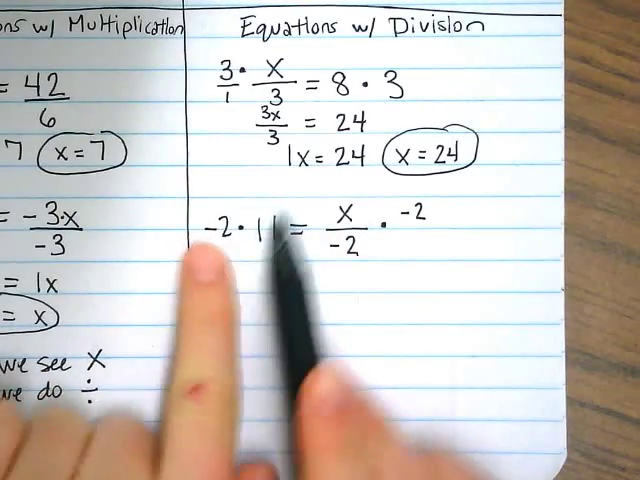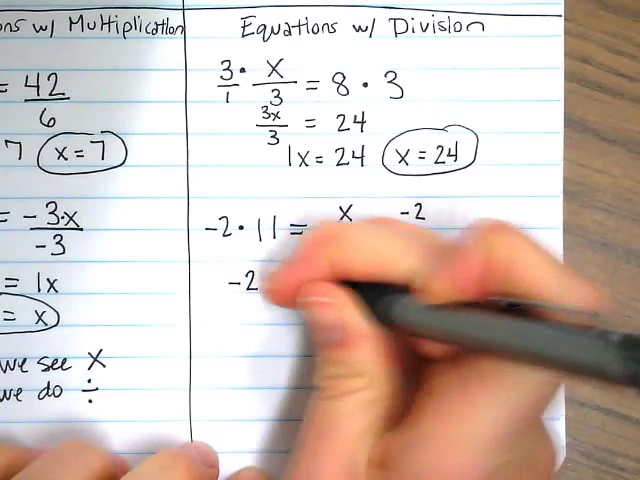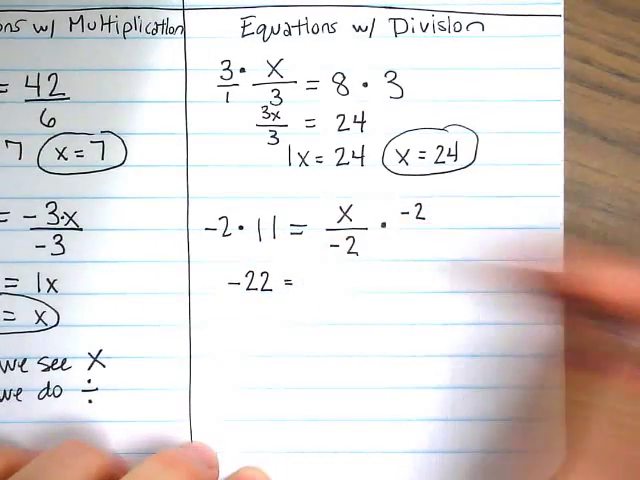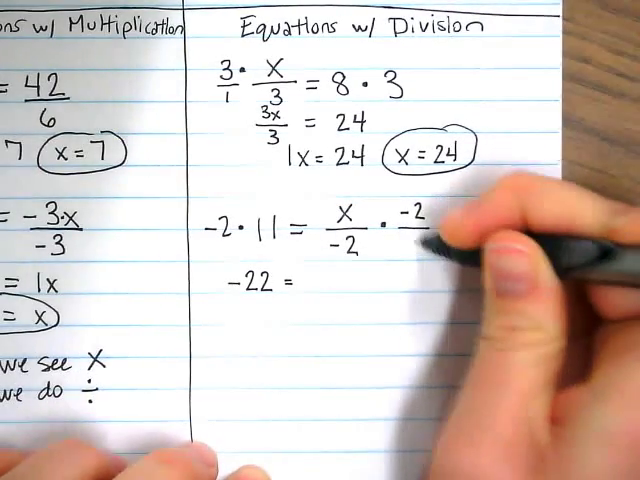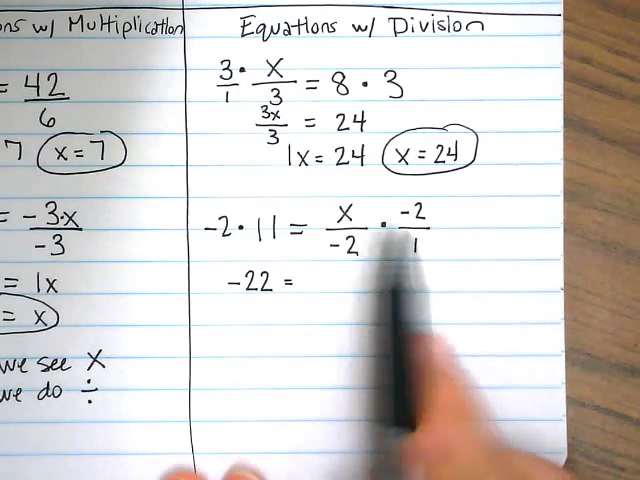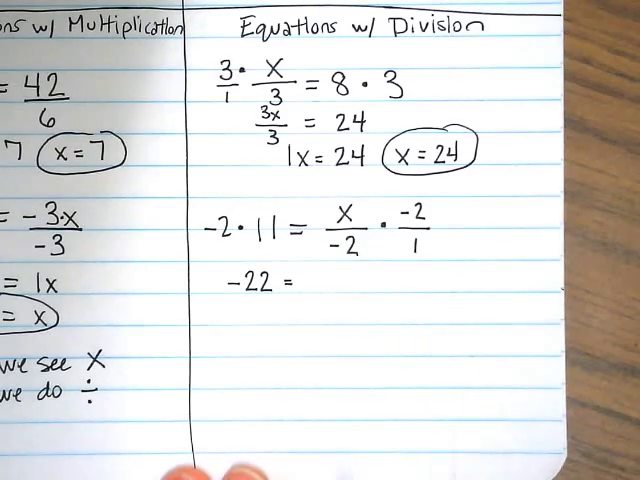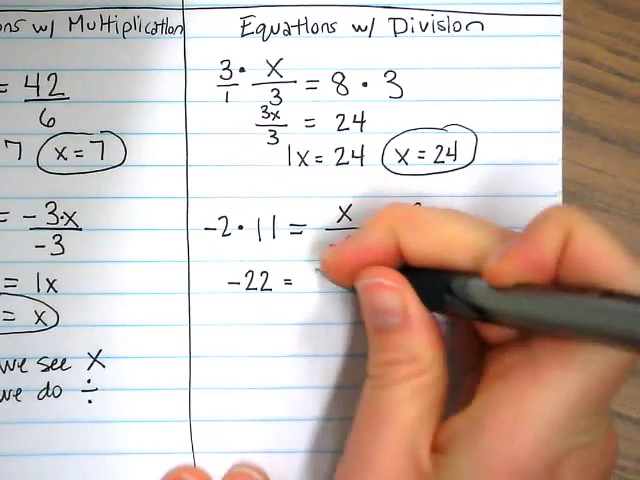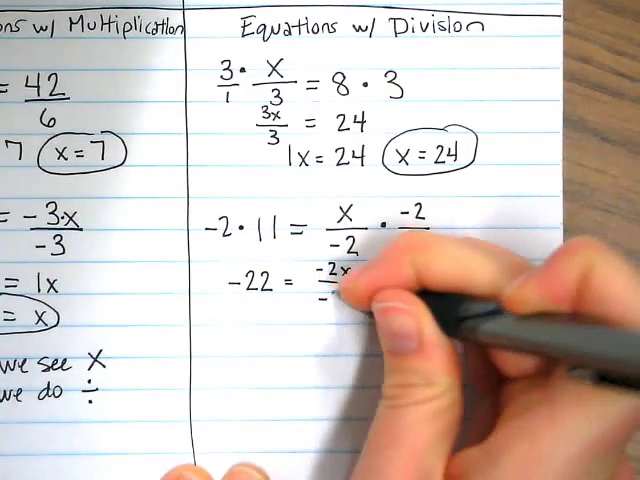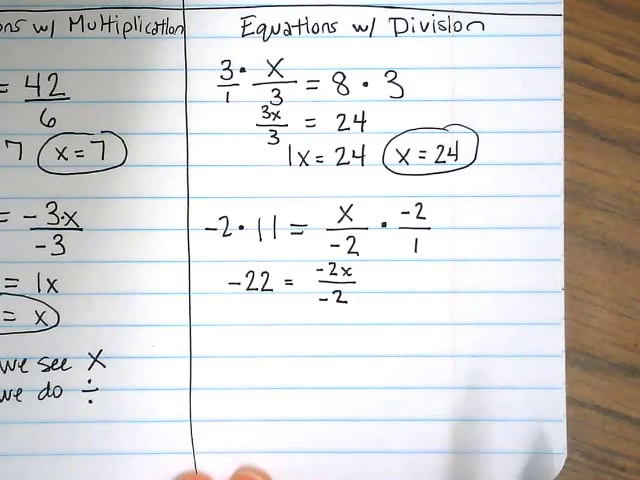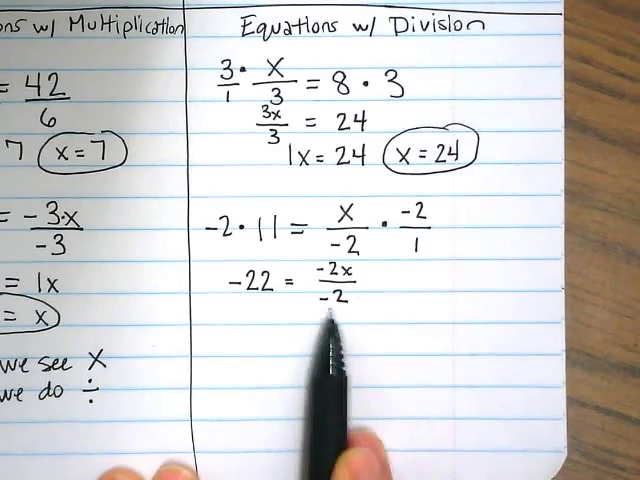All right, let's start with the left side of our equation. Negative 2 times 11 is negative 22. Over here, this is set up like a fraction. I'm going to turn this whole number into a fraction by writing it over 1. Got x times negative 2 and negative 2 times 1. X times negative 2 would equal negative 2x. Negative 2 times 1 equals negative 2. So now I have negative 22 equals negative 2x divided by negative 2.